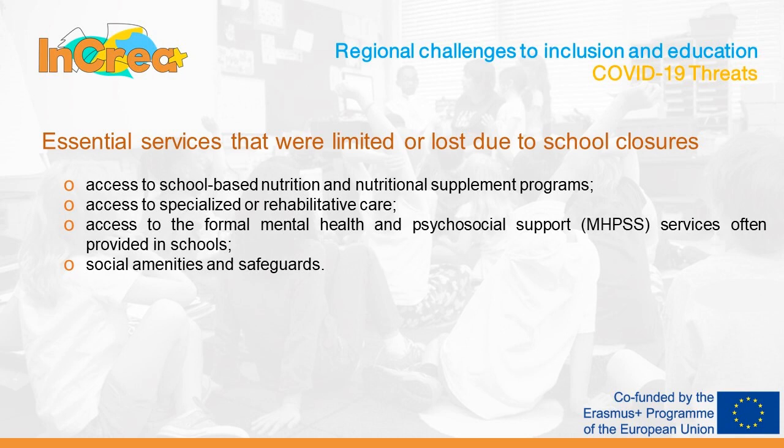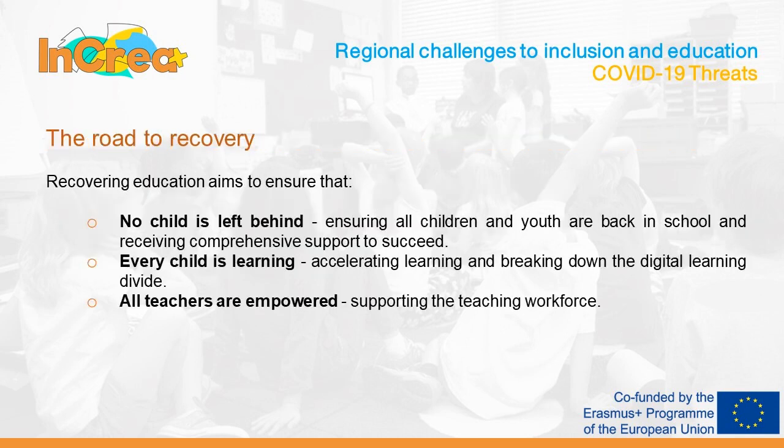Access to school-based nutrition and nutritional supplement programs. Access to specialized or rehabilitative care. Access to the formal mental health and psychosocial support services often provided in schools. Social amenities and safeguards. The United Nations decided to prioritize education recovery to avoid a generational catastrophe.